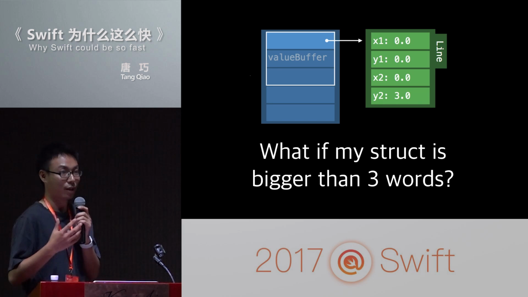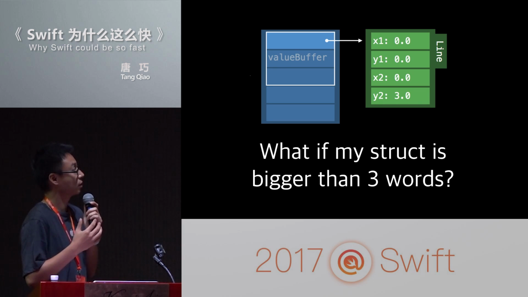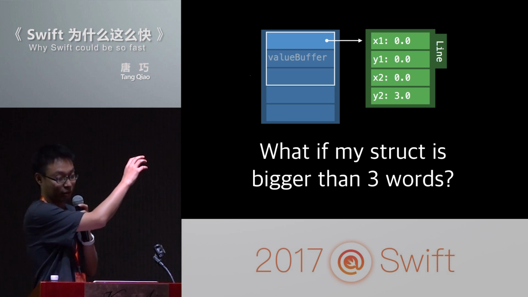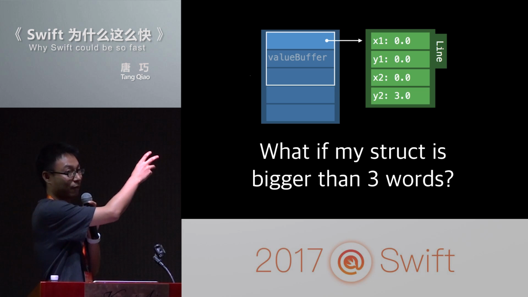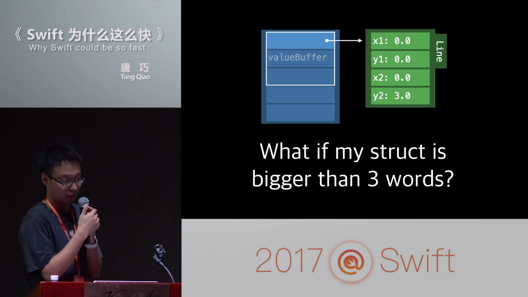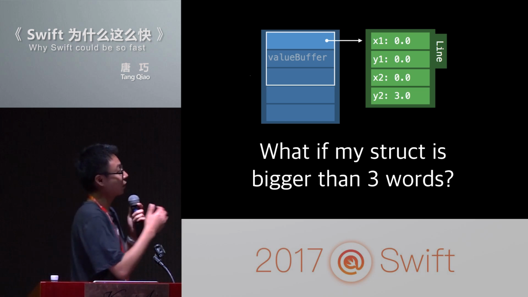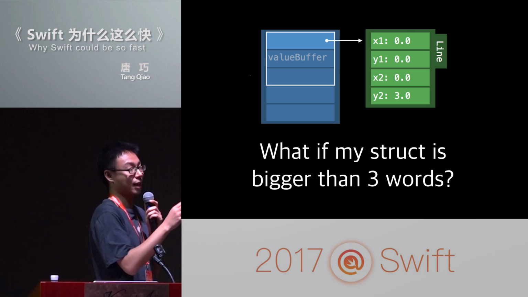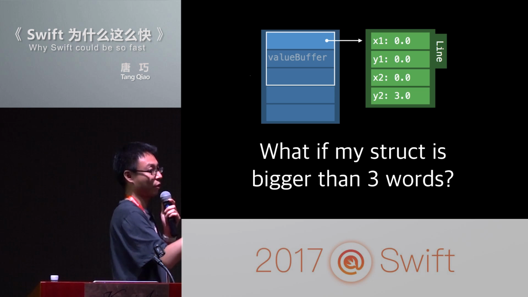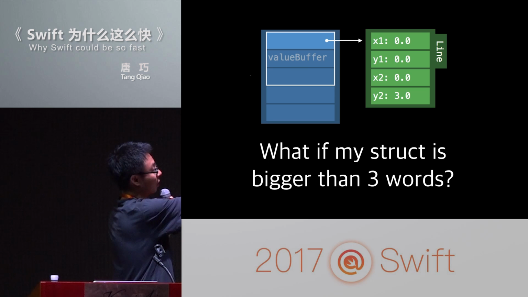What if my struct is bigger than 3 words? So it cannot be put in the existential buffer directly, right? There are only 3 words in the buffer. So Apple solved this problem in a very simple way. If your struct is bigger than 3 words, Apple will allocate another range of memory and put the reference of this memory into the buffer.